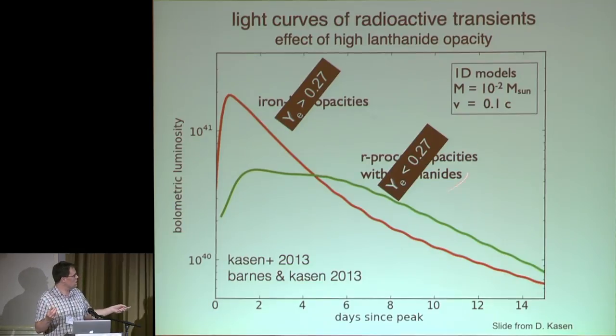If you have neutron-rich material, which we know exists to some level in the merger, electron fraction less than 0.27, you're going to get this red thing because you have a lot of neutrons. You form these heavy lanthanides. If you have some fraction of the matter that's more proton-rich, you don't have enough neutrons to get up to these heavy elements. And so you could have a fraction of the ejecta that has a lower opacity.